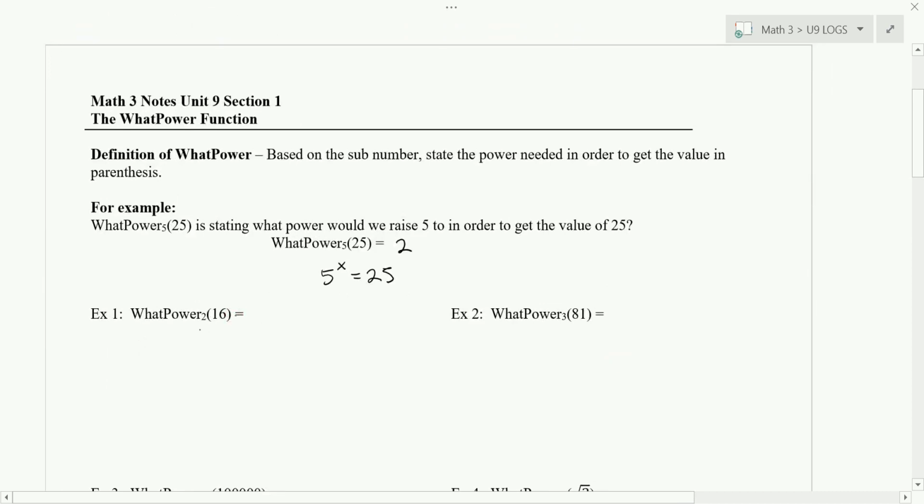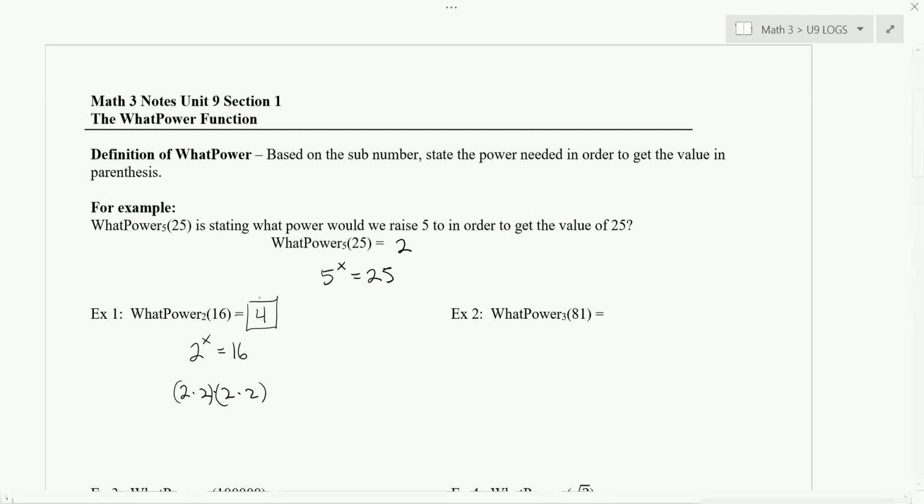Okay. And so then we got to know something about our powers. And so 2 to what power is 16? 2 to the 4th power? Okay. You could try it out. 2 times 2 times 2 times 2. That's going to be 4 times 4, which is 16. So yes, it's going to be 4. Okay.